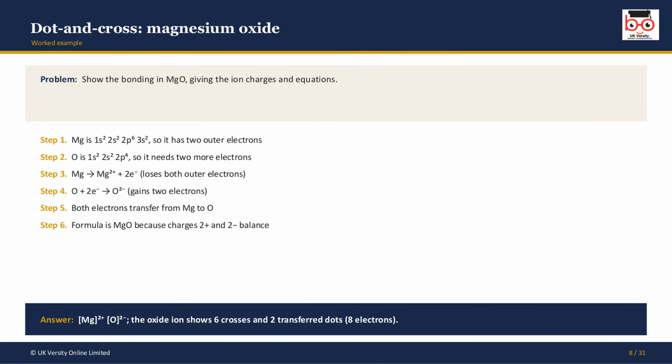Now magnesium oxide, where 2 electrons move. Magnesium ends 3s2, so it has 2 outer electrons, while oxygen is 1s2, 2s2, 2p4, and needs 2 more to fill its shell. So magnesium goes to Mg2+ plus 2 electrons, and oxygen plus those 2 electrons goes to an oxide ion, O2−. Both electrons pass from magnesium to oxygen. Because the 2+ and 2− charges balance exactly, the formula is simply MgO, and the oxide ion shows 6 crosses plus 2 transferred dots, 8 in all.